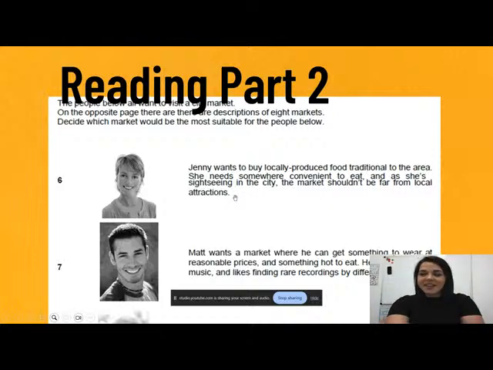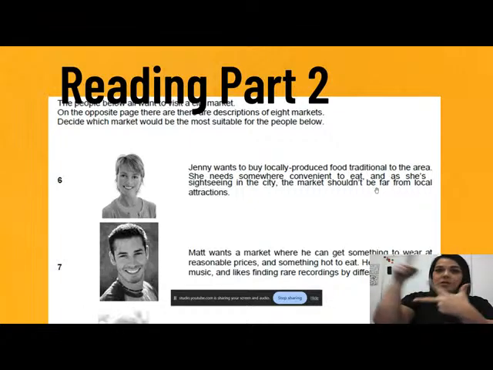Okay, so we've got that Jenny wants to buy locally produced traditional food. That would be one thing. She wants somewhere convenient to eat. And as she's sightseeing in the city, she wants the market to be not far, to be near the local attractions. So locally produced food, somewhere convenient to eat, and near local attractions.